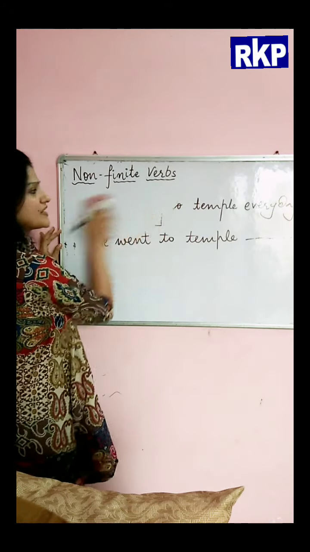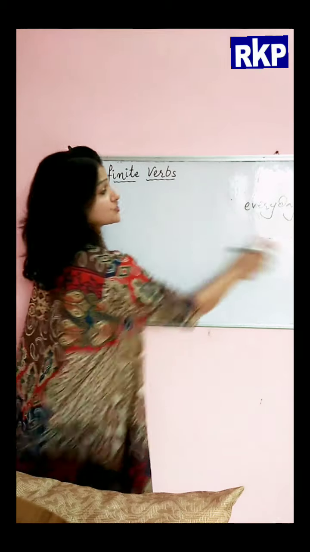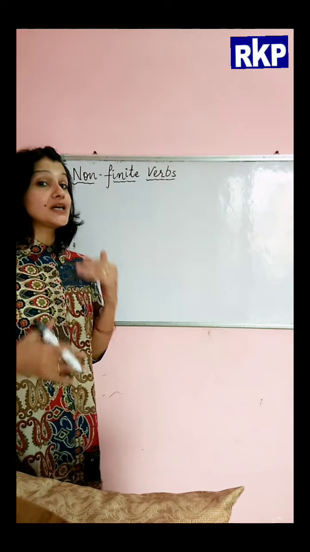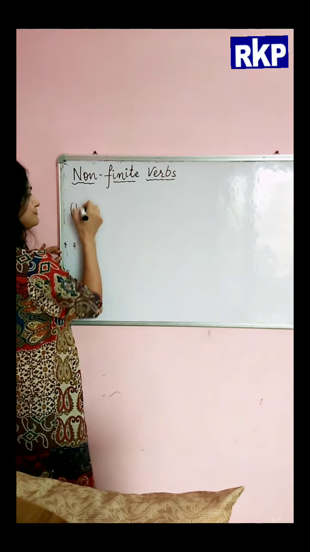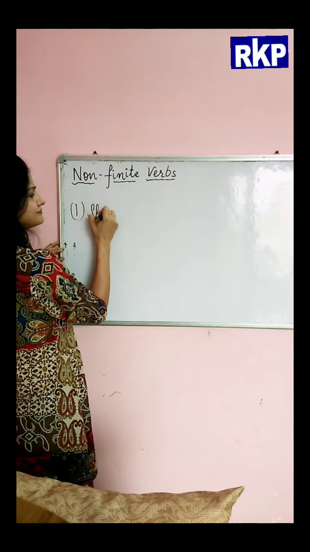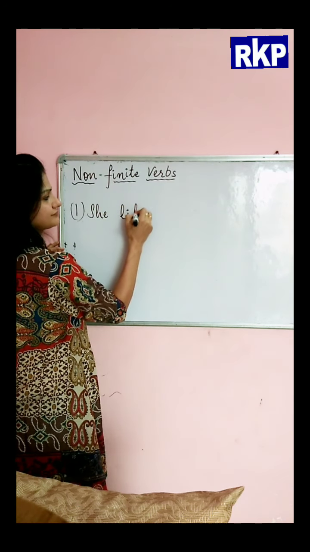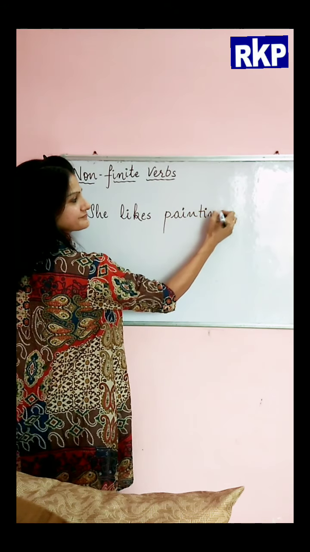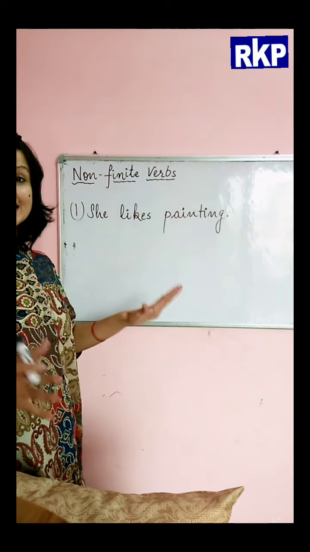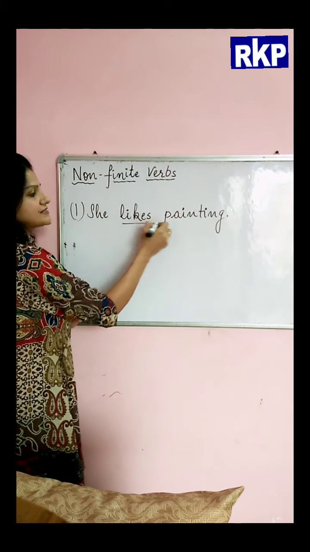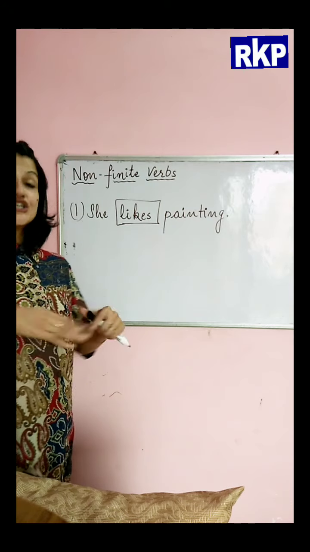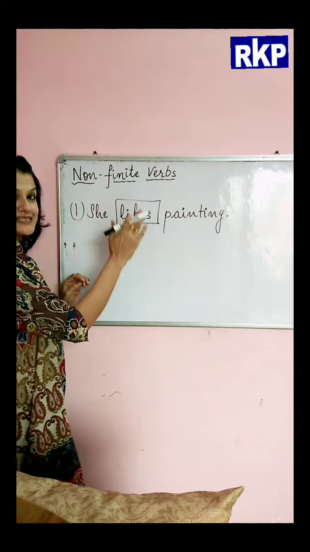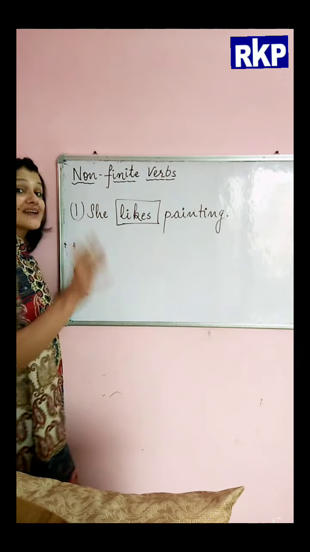Now the second situation is when we change the subject or we change the number of the subject. So, she likes painting. Now this is the verb here: she likes. Likes is the action. Okay, she likes painting. Now what is the subject?